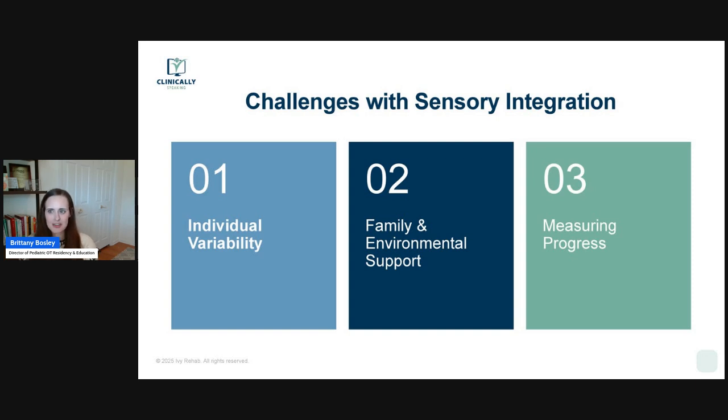So, some challenges with sensory integration. The first one I want to touch on is individual variability. I think we touched on this on the previous slide, but each child is unique and their sensory needs may vary greatly. So what we need to remember as OTs is that each individual has a unique sensory profile, which means that sensory needs and sensitivities vary greatly from one person to another.